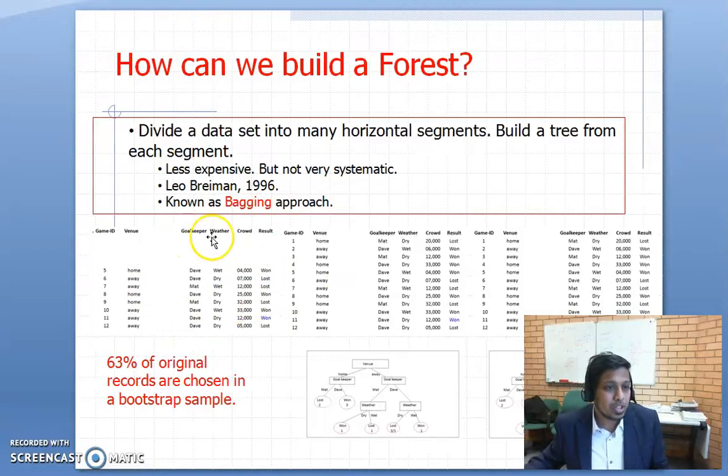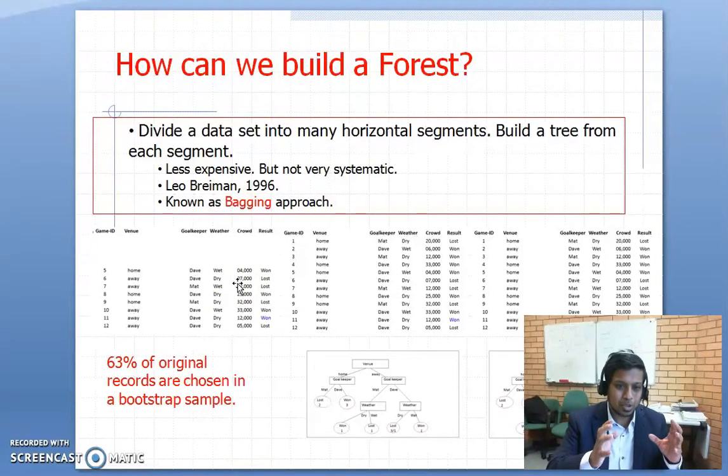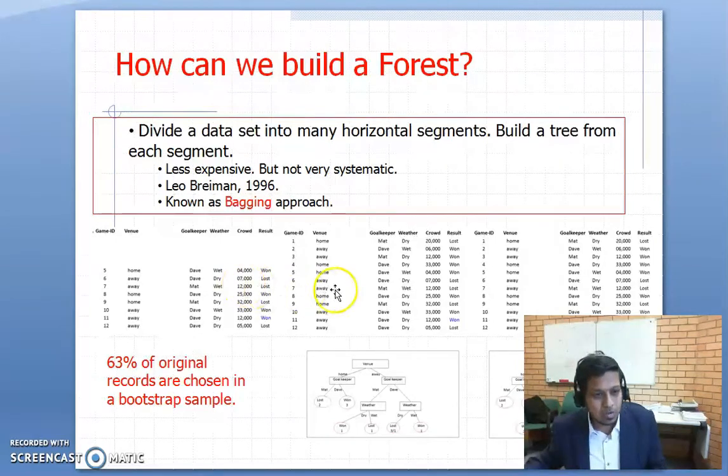So this is your original dataset. Now, from the original dataset, bagging first creates a number of bootstrap samples. What is a bootstrap sample? A number of sub datasets or number of versions of the original dataset. How does it do that?